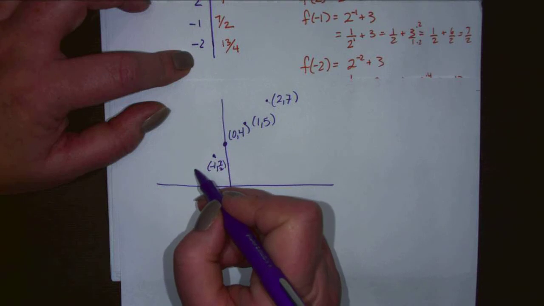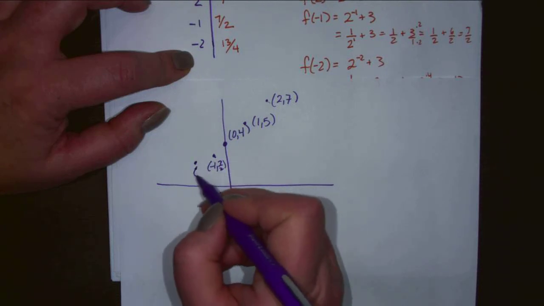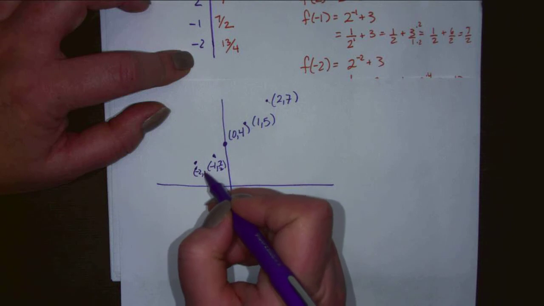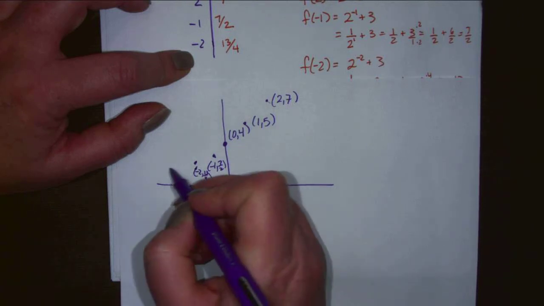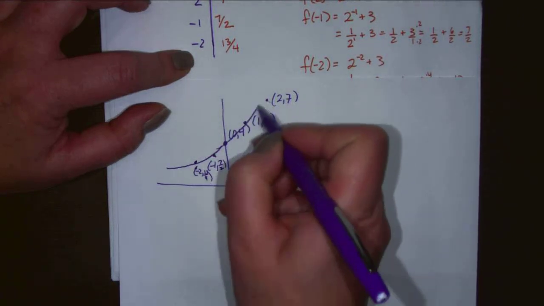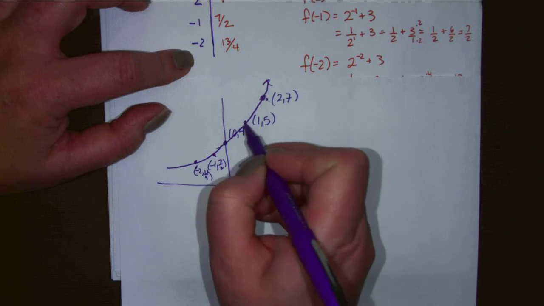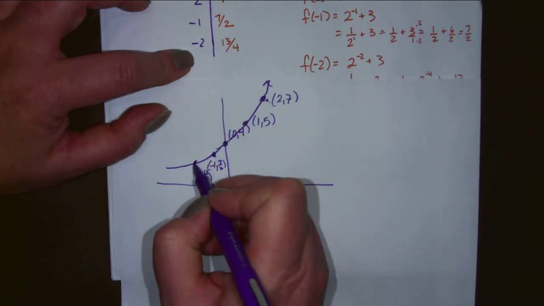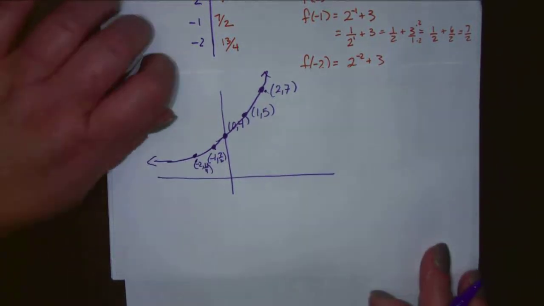So, say like that. Minus 2 and 13 over 4. So if you drew some tick marks, it would be better. There, move the points so they fit. It looks kind of like a hyperbola.